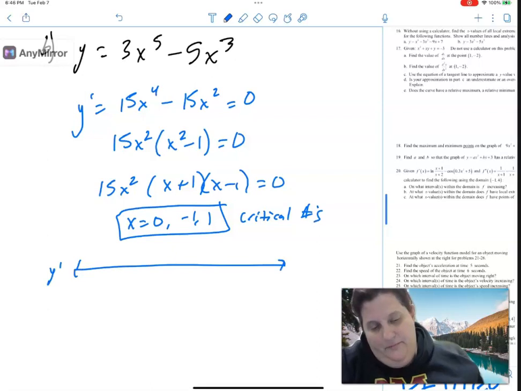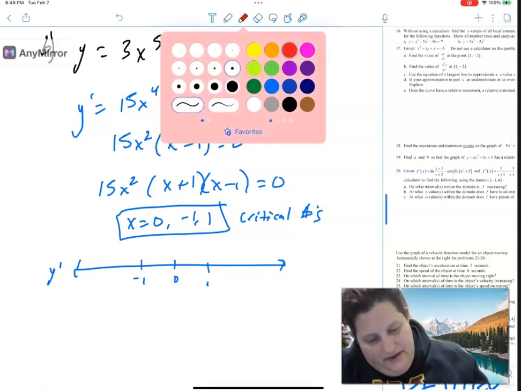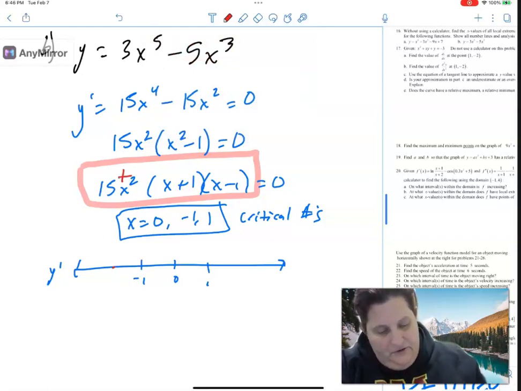I'm going to go ahead and put that on a graph for y prime. Okay? Now, let's see. Negative 1, 0, 1. I am going to test them right into there. So something less than negative 1, like negative 2. Well, negative 2 squared is positive. Negative 2 plus 1 is negative, and negative 2 minus 1 is negative. So positive times a negative is positive. Okay, negative a half. If I square it, it's still positive. And then negative a half plus 1 is positive, negative half minus 1 is negative. Okay, positive a half is positive, positive, negative.